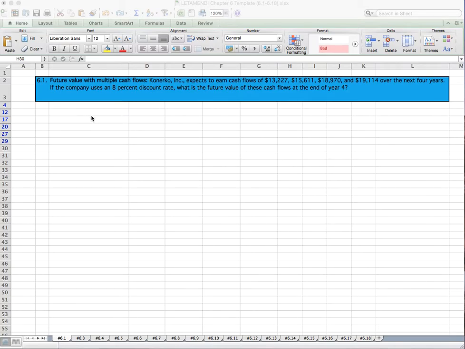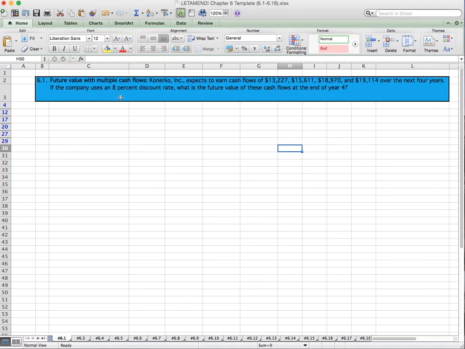So, Chapter 6, we're still dealing with future value, a little bit of present value, and some annuities also. So, the first question reads future value with multiple cash flows. Conerco Inc. expects to return cash flows of 13,227, 15,611, 18,970, and 19,114 over the next 4 years. If the company uses an 8% discount rate, what is the future value of these cash flows at the end of year 4?